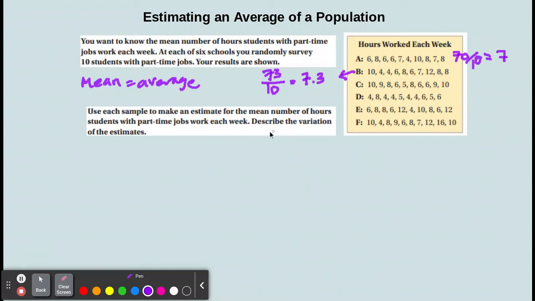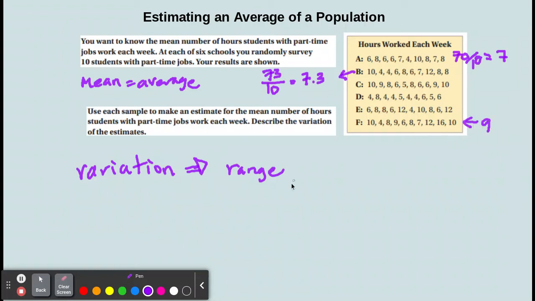So we found that. Now we want to describe the variation of the estimates. And again, variation was what? Range. Variation is range. And range is the largest number. And if I were to calculate all these out, the largest one is going to be 9. And that's this one here.